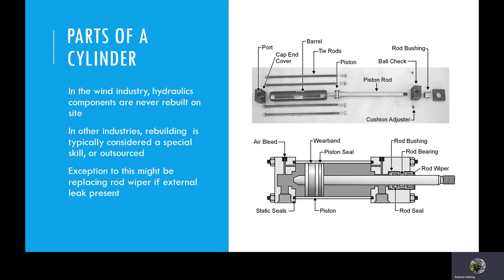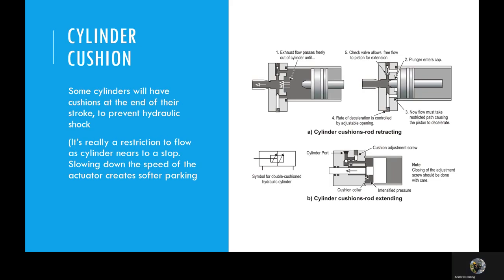And of course, the rod seal and the rod wiper are extremely important because the rod will be extended out into the outer environment, and as a result can become contaminated, and you don't want those contaminants coming back into your hydraulic fluid.